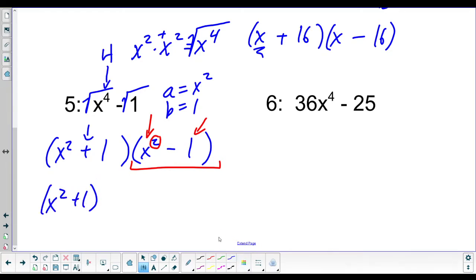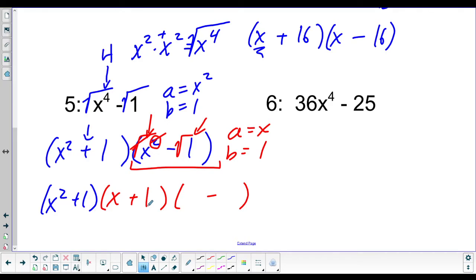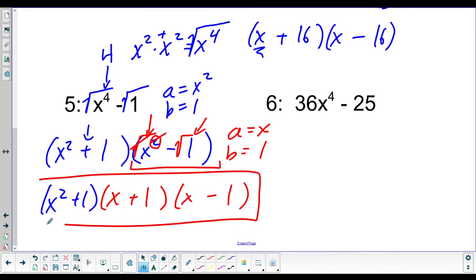This one, we're going to take our square roots again. Square root, square root. A is x. B is 1. Split it up into 2 sets of parentheses. Plus in one, minus in the other. Fill in a and b. Good? That's your answer. It's all factored up. Okay. 6 is the last one.